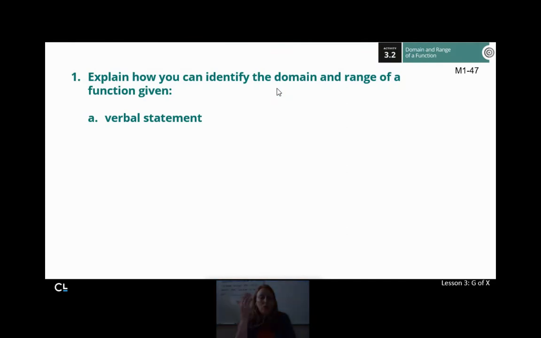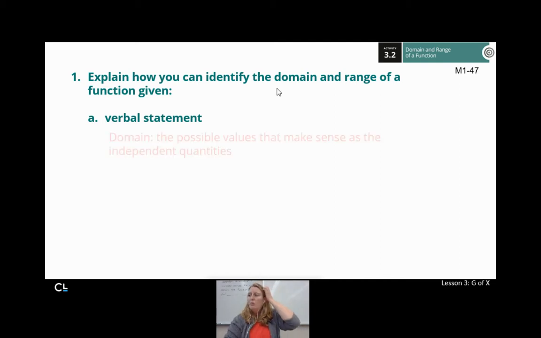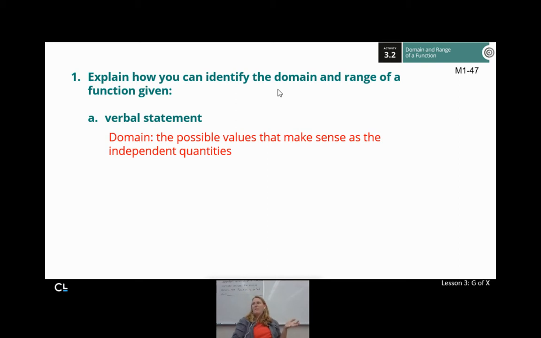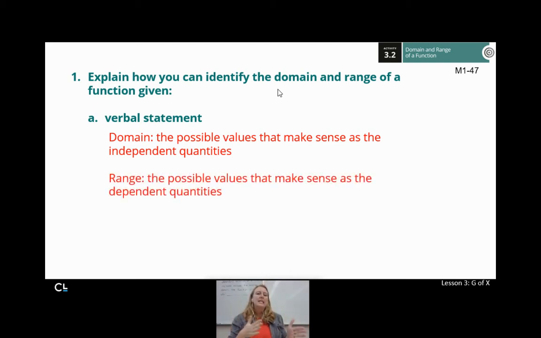So you've identified the domain and range of a function given its equation. Let's see if we can identify the domain and range of a function given a verbal statement. Hit pause. How would you find the domain and range of a function if it was just verbally told to you? Hit pause, jot down your thoughts, hit play to keep going. So my domain would be the possible values that make sense as the independent quantity. We keep saying domain is our input, it's our independent quantity. So what values would make sense as an input? Our range is the possible values that make sense as the dependent quantities, right? What makes sense as far as my output goes? What kind of outputs, what values am I going to get for my outputs? That's going to be your range.